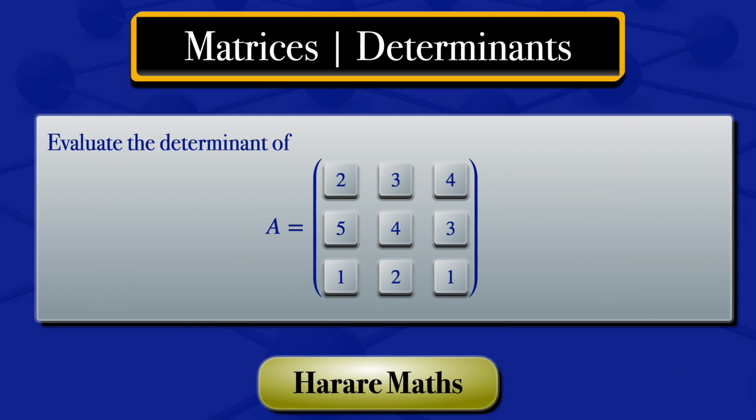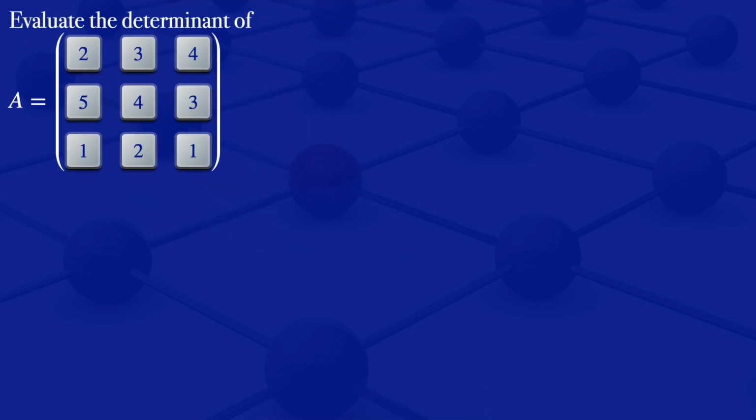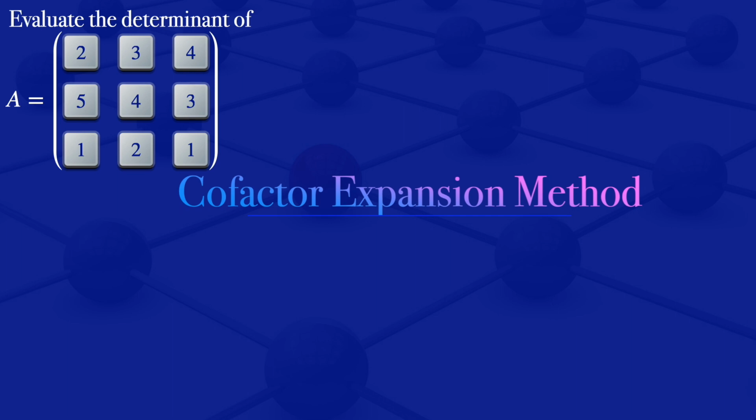In this video, I'm going to evaluate the determinant of the 3 by 3 matrix A. So we have that matrix A there. To find this determinant, I'm going to use the cofactor expansion method.